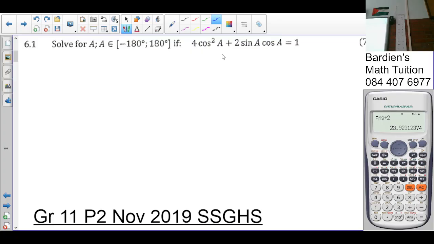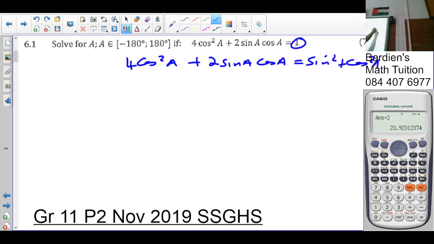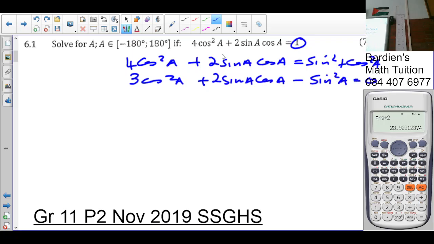Right, so now number 1 can be converted to what? What can number 1 be converted to? Sine squared plus cos squared, that was equal to 1. Everything over to one side. So it's going to be 4 cos squared A minus cos squared A, which gives you 3 cos squared A, plus 2 sine A cos A minus sine squared A is equal to 0.